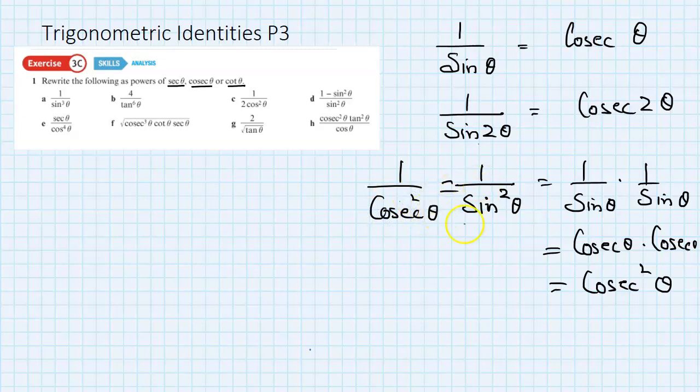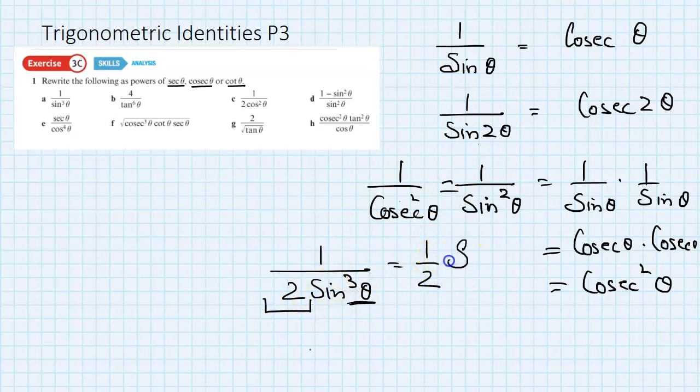Now if I have 1 over 2 sine cube theta, see this 1 over 2 is a totally different thing. It is not an angle inside the sine, it is just a number outside. So 1 over 2 will remain here and the sine will become cosec, that is 1 over 2 cosec cube theta. That's how we solve this question.